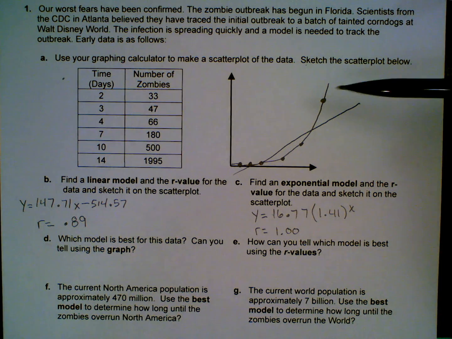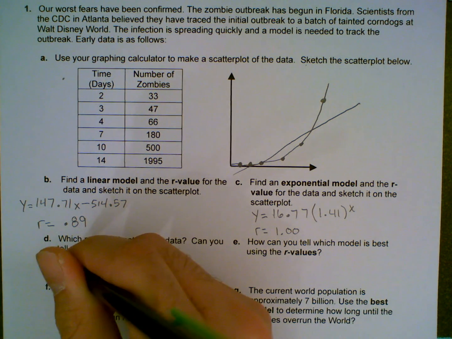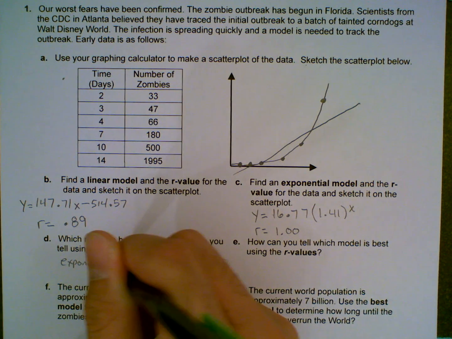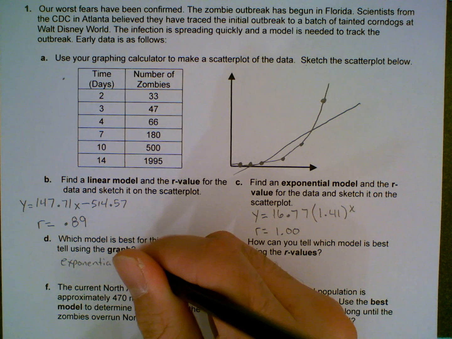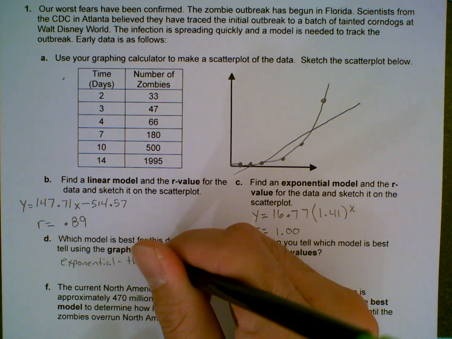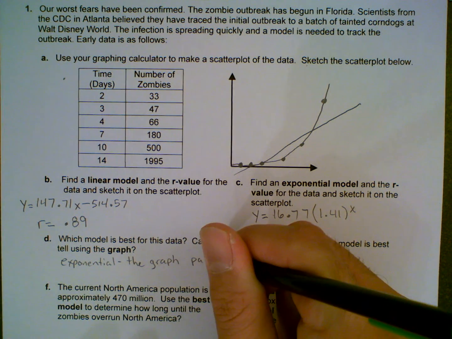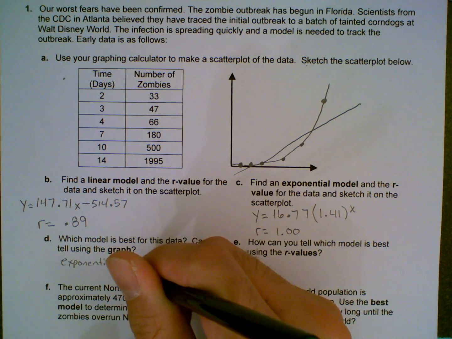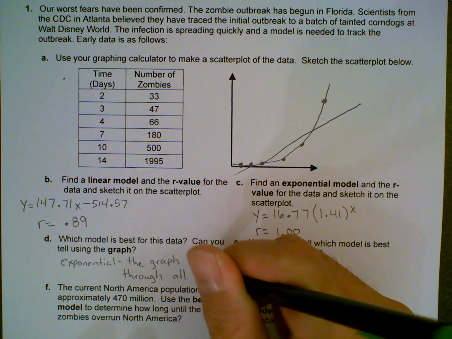All right, so we can look at our graph here. It should be fairly obvious which one's the best one. We're going to say that exponential is the best. And we know this because the graph passes through every dot. I'll say through all dots.